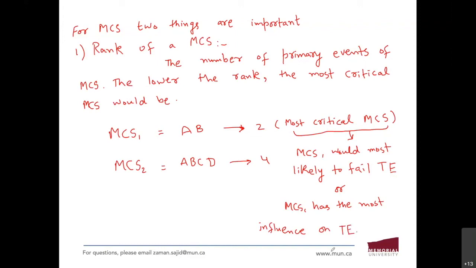And how do we decide it? We look for the rank of your minimal cut set. Here the rank is 4 because we have 4 variables. Here the rank is 2 because we have 2 variables. So the lower the rank, the most critical your minimal cut set would be.